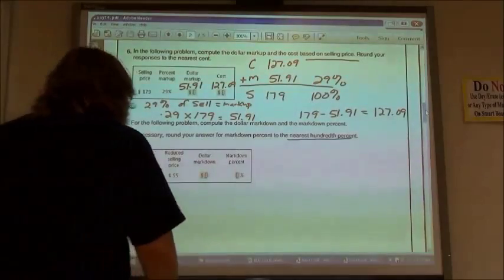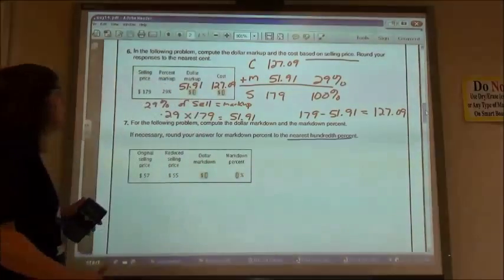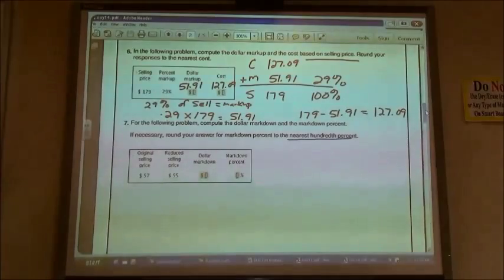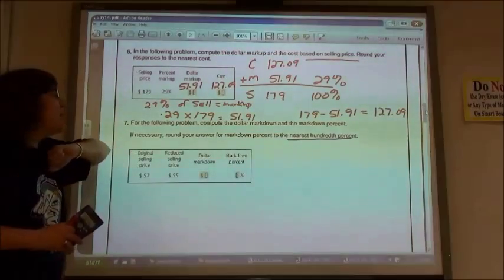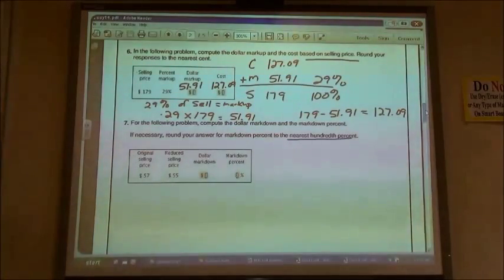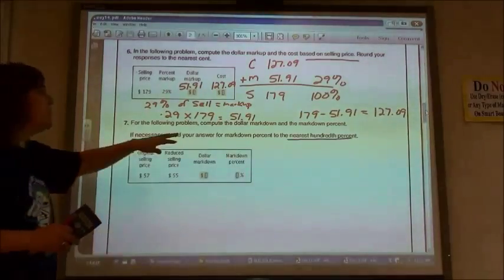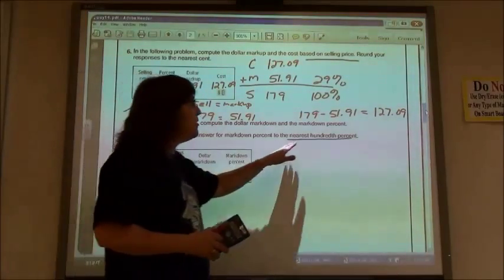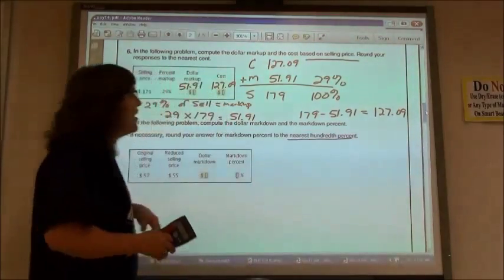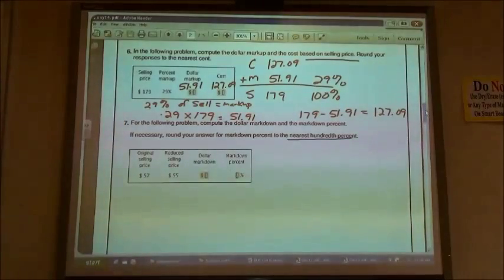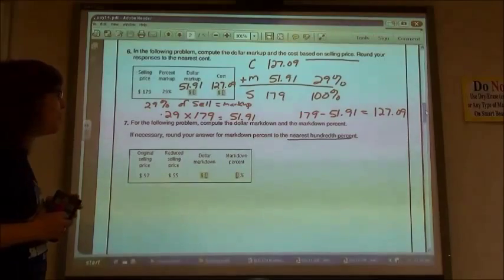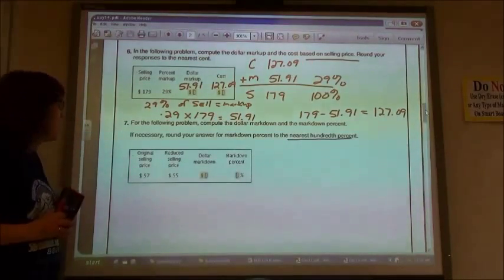So number 7 here, a little bit different than what we've been doing because we don't have the selling price and the percent markup. It says for the following problem, compute the dollar markdown and the markdown percent. If necessary, round your answer for the markdown to the nearest hundredth of a percent. I underlined that because rounding to the nearest hundredth of a percent is a little different than what we usually do by rounding to the tenth of a percent, so I wanted to point that out.